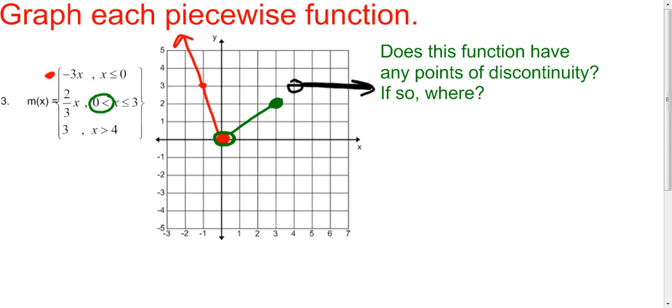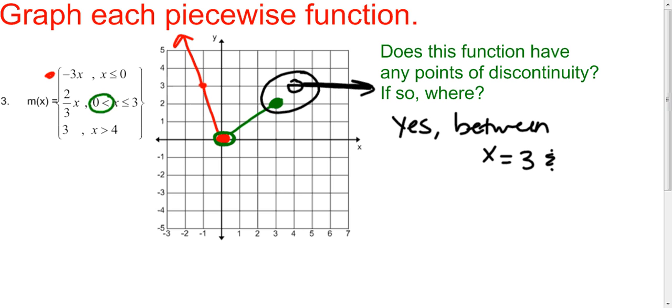And then the last little question is, does this function have any points of discontinuity? Those are places where you have to lift up your pencil, remember? And it does. I would have to lift up my pencil in between here. So I would just say yes. Between x equals 3 and x equals 4 is where you would have to lift up your pencil. Okay? And that should do it for this lesson.